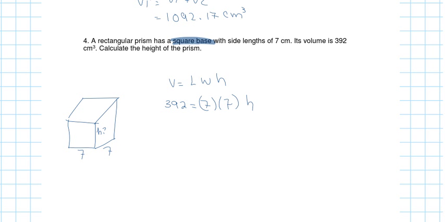7 times 7 is 49. And then to isolate for h, I just have to divide by 49. That's going to be 392 divided by 49, which is 8. So the height of the square base prism is 8 centimeters. Easy?